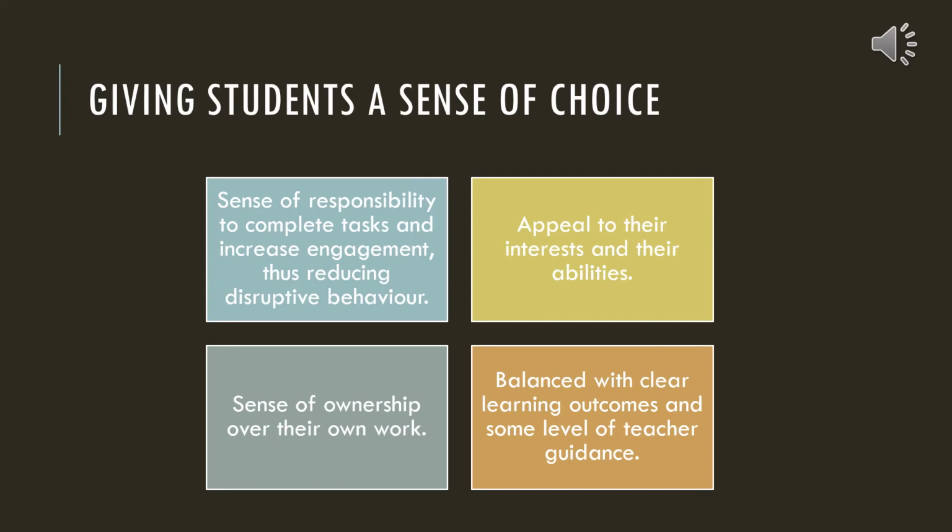In the collective literature reviews of the subtopics, we found that student choice must be balanced with clear learning outcomes and some level of teacher guidance so that students' choices are appropriate for the goals of the lesson. This is especially necessary with students in younger years such as stage 4 and 5 secondary students, as most students are still developing their independent learning skills in their adolescent years.